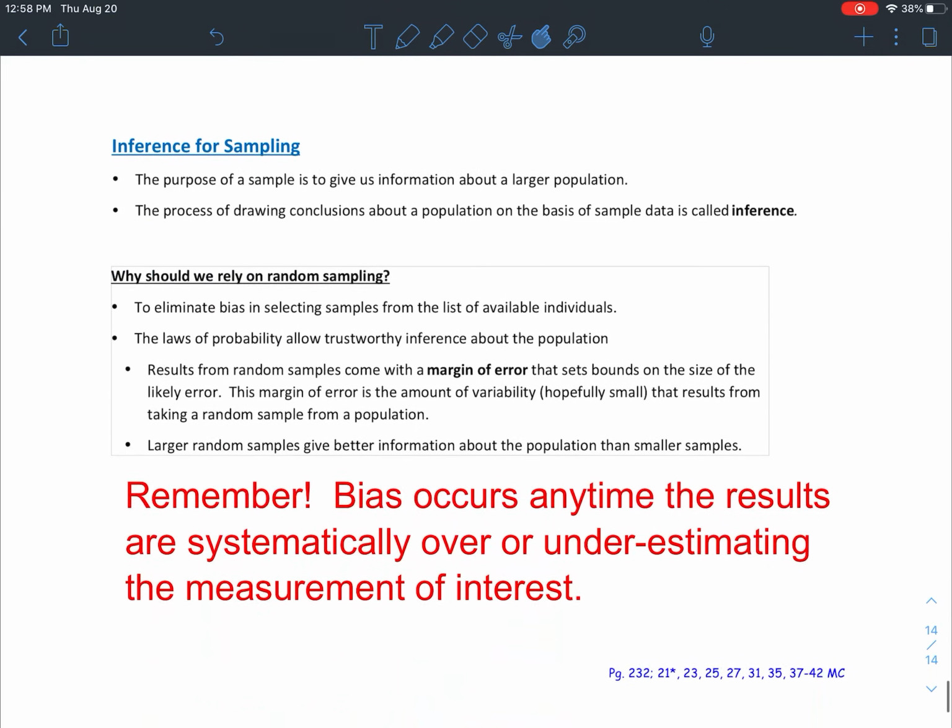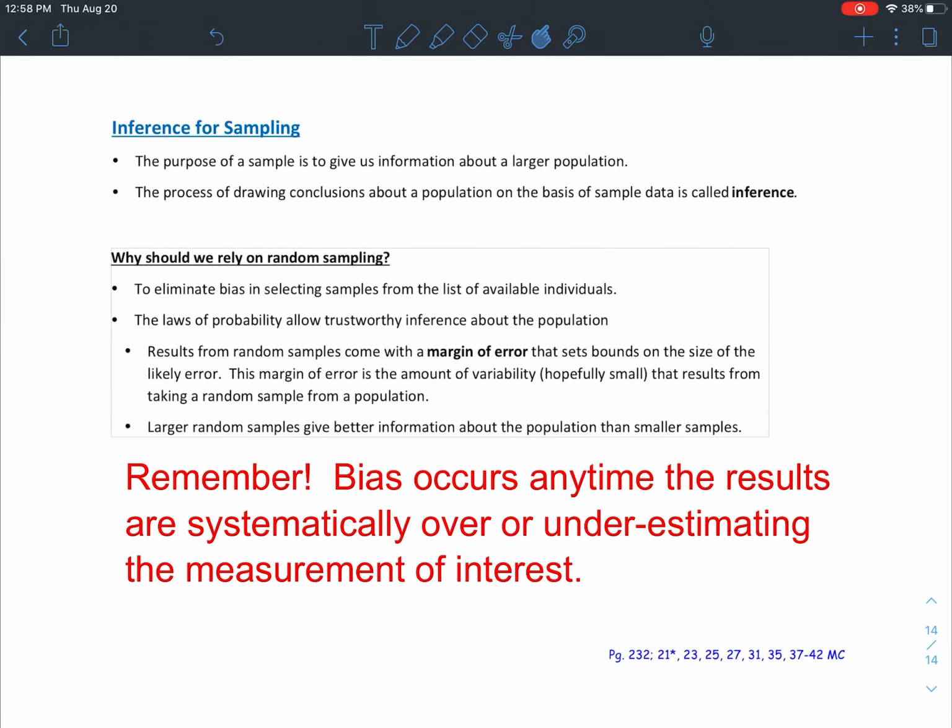So we're just going to wrap this up on the last page here, talking about inference. Inference means the conclusion that you could draw from sampling. The purpose of a sample is to give us information about a larger population. That's what we mean by inference here. So the process of drawing conclusions about a population based on sample data is called inference.